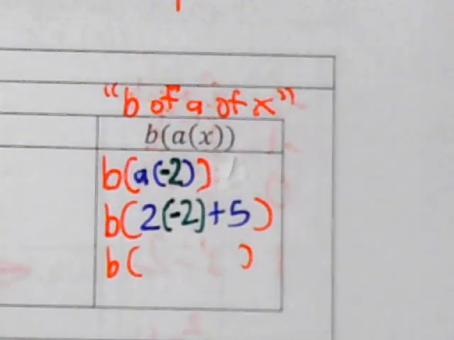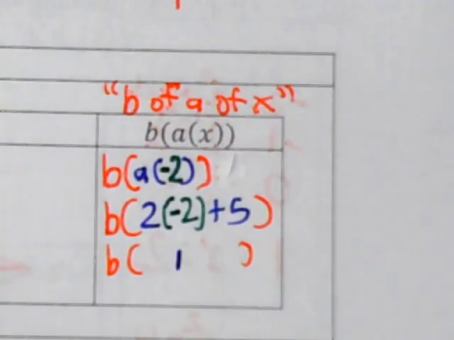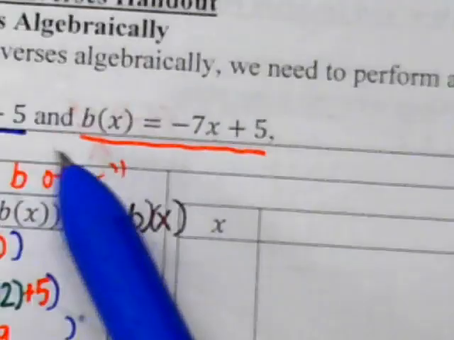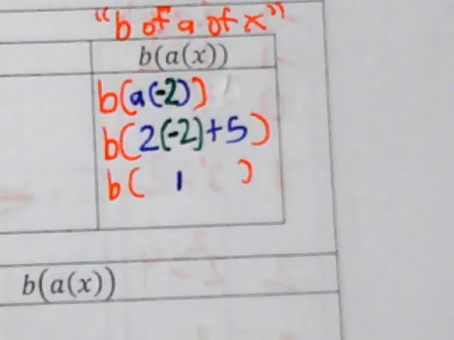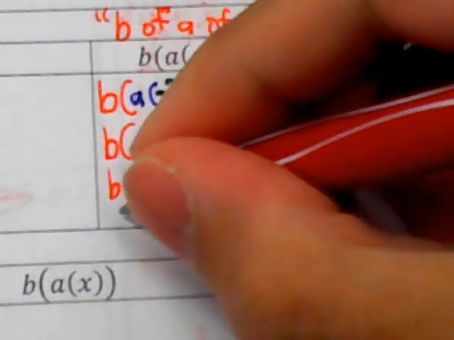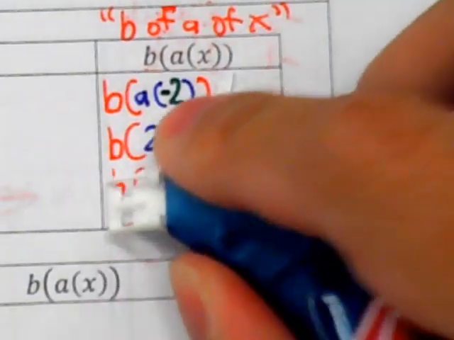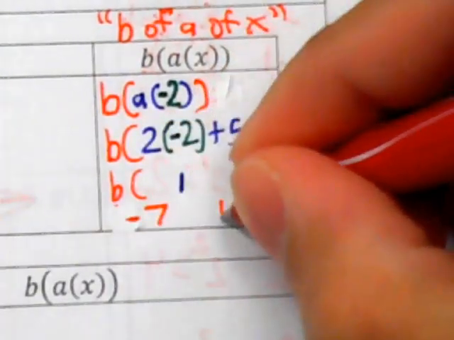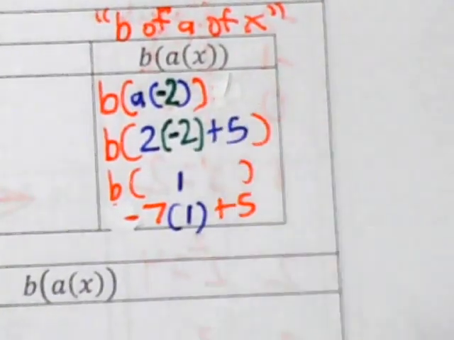And then now we do B of 1. Now we look at the B function. B of x was negative 7x plus 5. Again, negative 7x plus 5, but x is now positive 1. Negative 7 times 1 is negative 7, plus 5 would be negative 2.